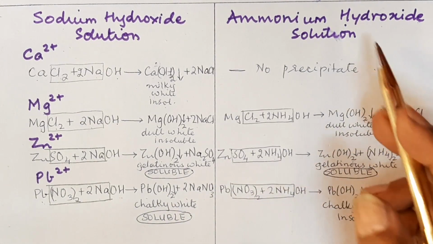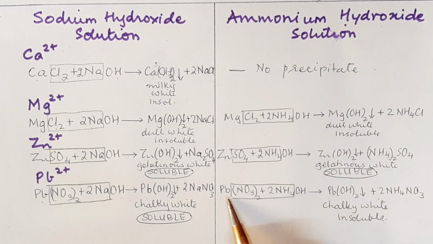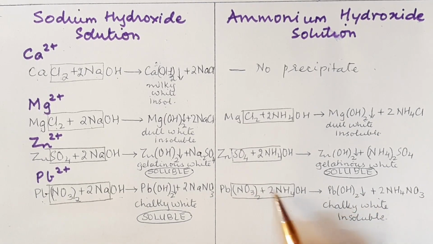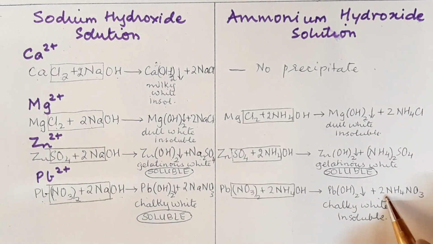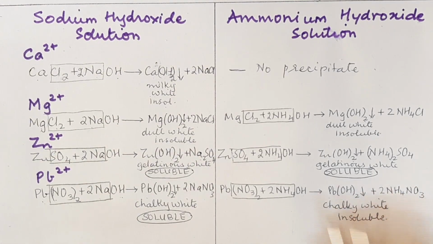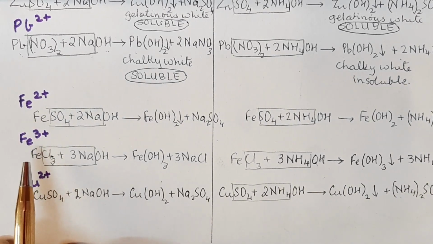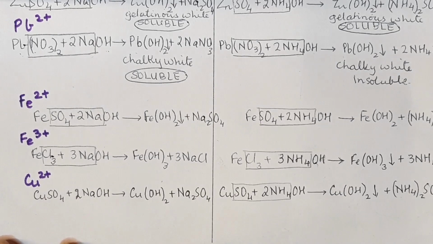And so we come now to ammonium hydroxide with Pb(NO3)2 solution. We have Pb(OH)2, which is a chalky white precipitate, and 2 NH4NO3 formed, and that gives us an insoluble precipitate with excess of NH4OH. So now we come to the colored compounds. In our colored cations, we have Fe2+, Fe3+ and Cu2+.